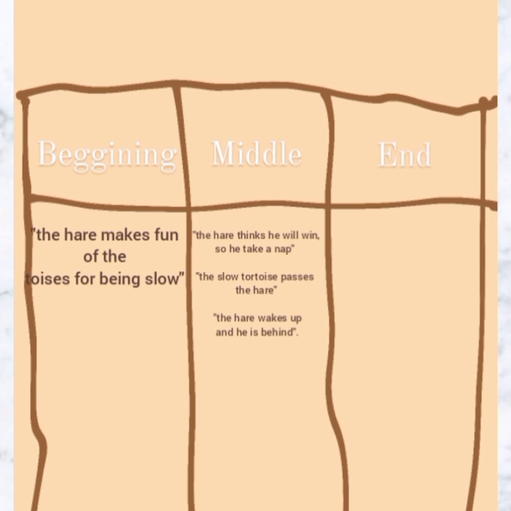Finally, ask the student what happened at the end of the story and write their answer in the last box. The hare loses the race and he stops bragging. Slow and steady wins the race.